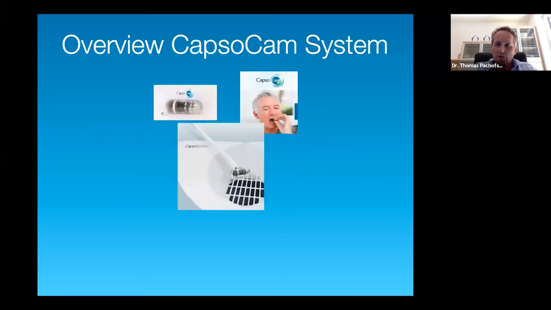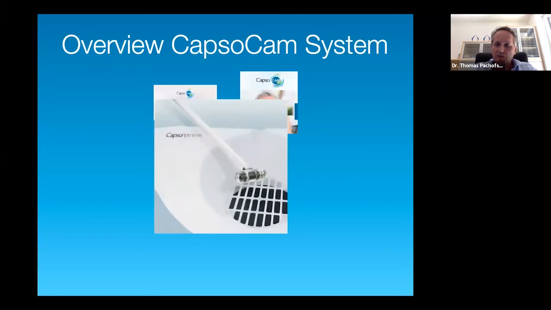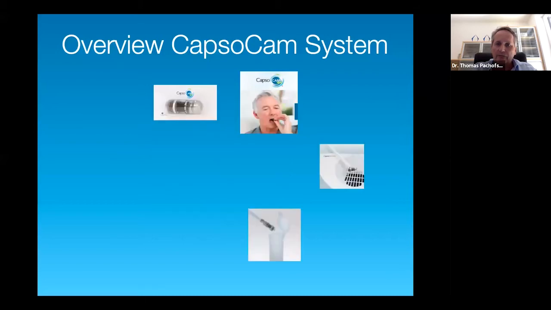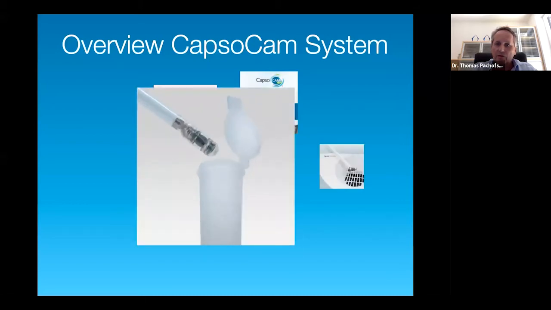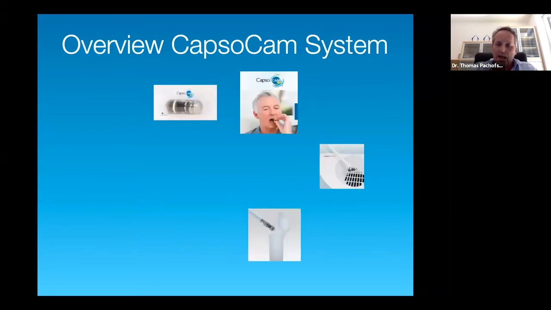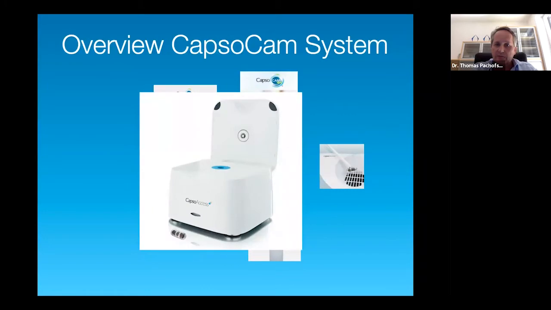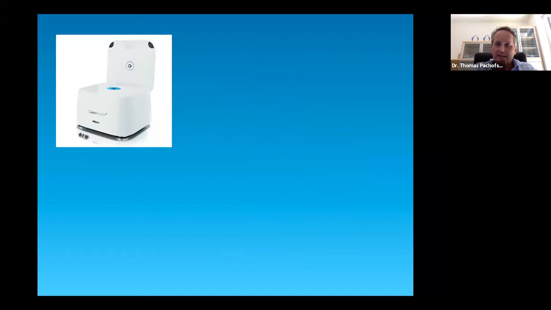So I told you we need the capsule back, so the patient gets the capsule retrieval system with a pen for the toilet and the magnetic wand to catch the capsule. We have the small vial where we will get back, or the download center will get back, the capsule. Then the capsule will be downloaded over the Capsule Access.